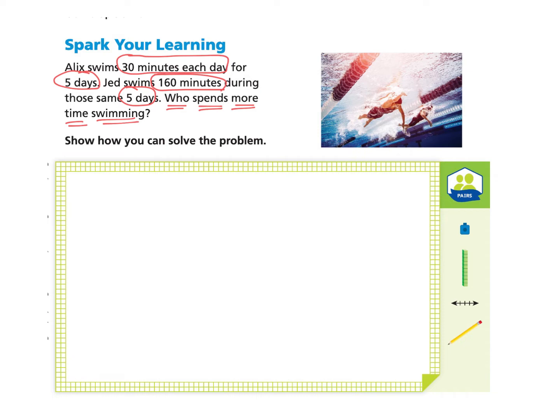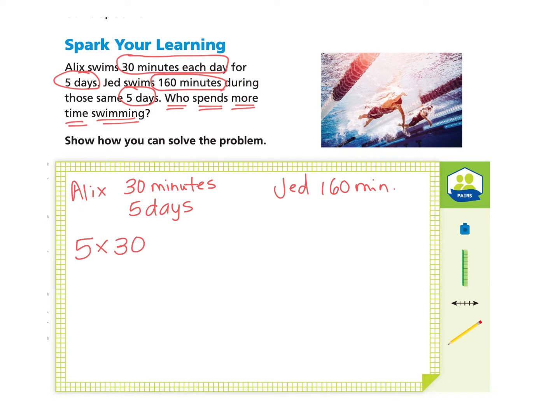So we know that Jed swims for 160 minutes. That's what we know is a fact. And Alex swims for 30 minutes each day for 5 days. So we could multiply 5 days, and each day is 30 minutes of a swim, to find out the amount of minutes that Alex swims, and then compare it to Jed.